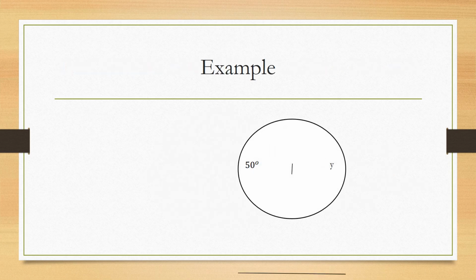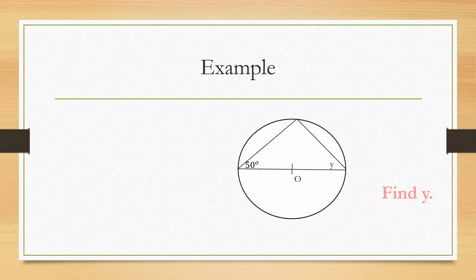Okay, here I have an example. You can see we have a circle, and the circle is divided into two equal parts by this diameter, and then an inscribed angle is formed here. Then an angle is also formed here, angle 50 degrees, and then another angle here, y, and we are asked to find y.